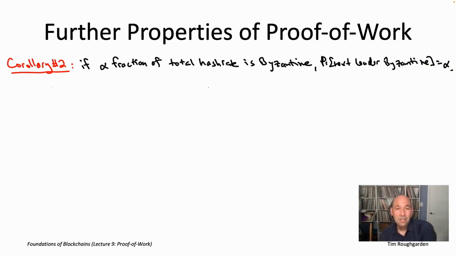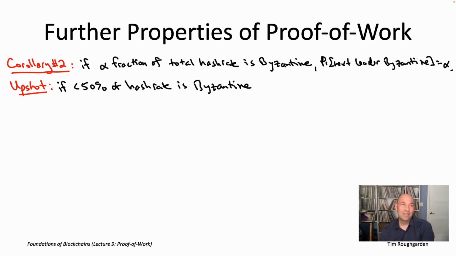So this tells us the key parameter, which is the fraction of the overall hash rate contributed by Byzantine nodes, and it tells us what assumption we need. We're going to need to assume that alpha is strictly less than a half, that a strict minority of the overall hash rate is Byzantine. And that was the condition identified all the way back in the original Bitcoin white paper.